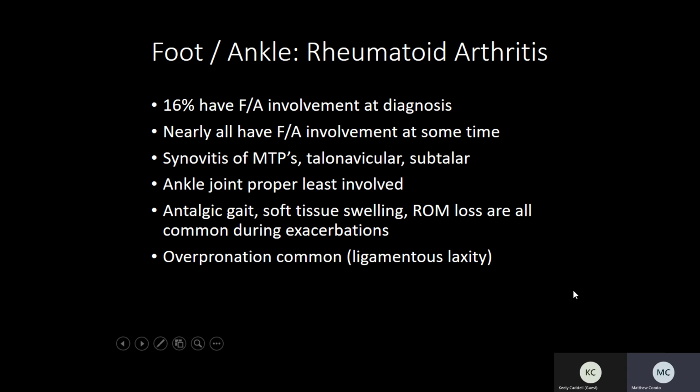We're going to see some synovitis of the metatarsal phalangeal joints. There might be some synovitis of the talar-navicular joint and subtalar joint. Again, overpronation is common, not all the time, but we're going to see symmetric bilateral symptoms. Okay, that's a big key, symmetric bilateral symptoms.